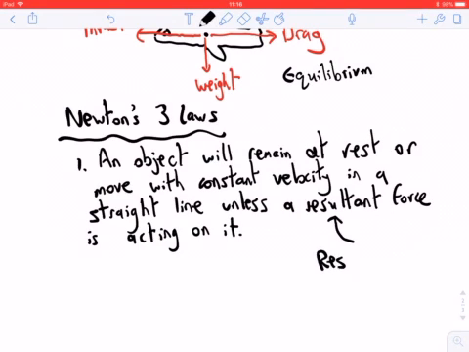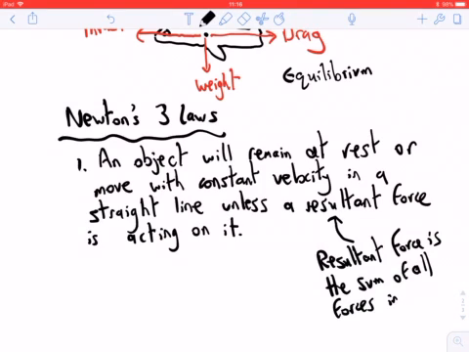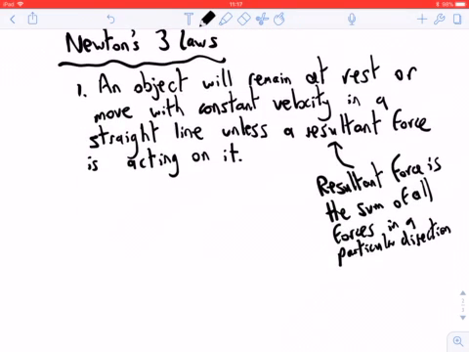The resultant force is the sum of all forces in a particular direction, and here, when we add up forces to get the resultant, we have to remember that force is a vector quantity, which means that it has a size and a direction.